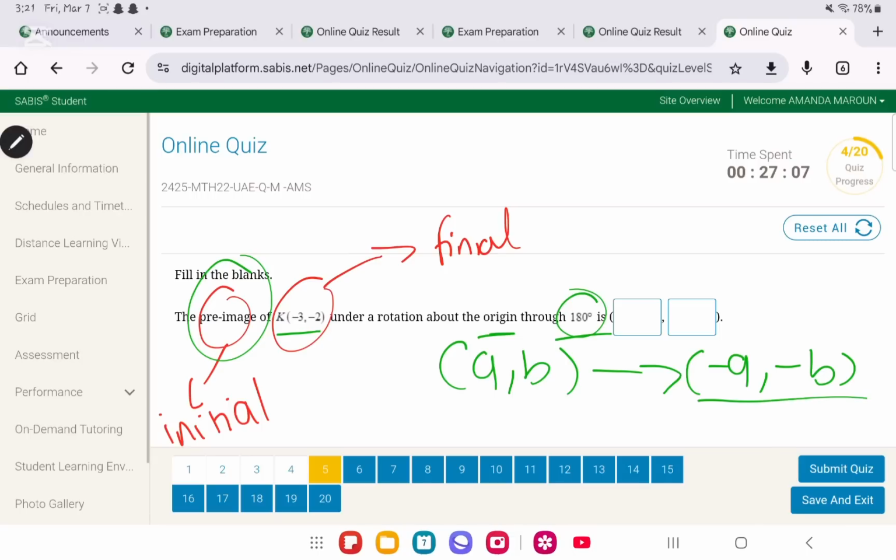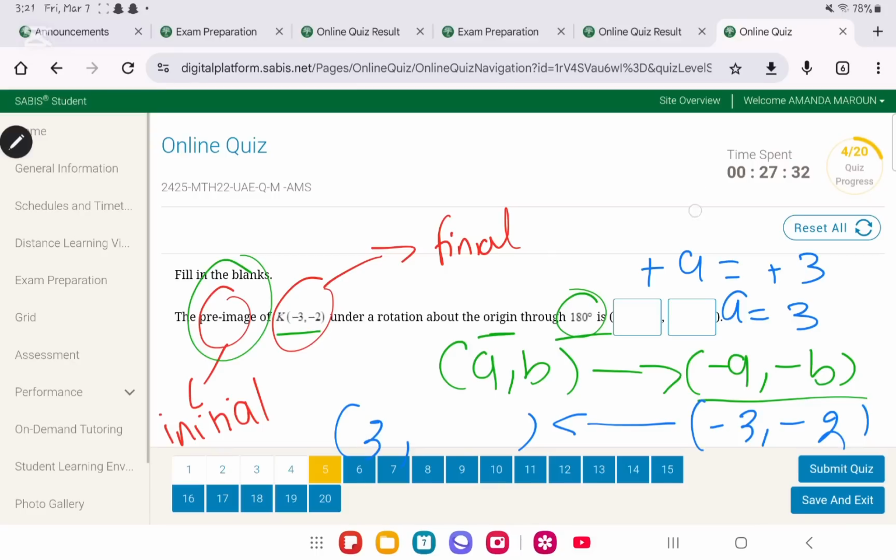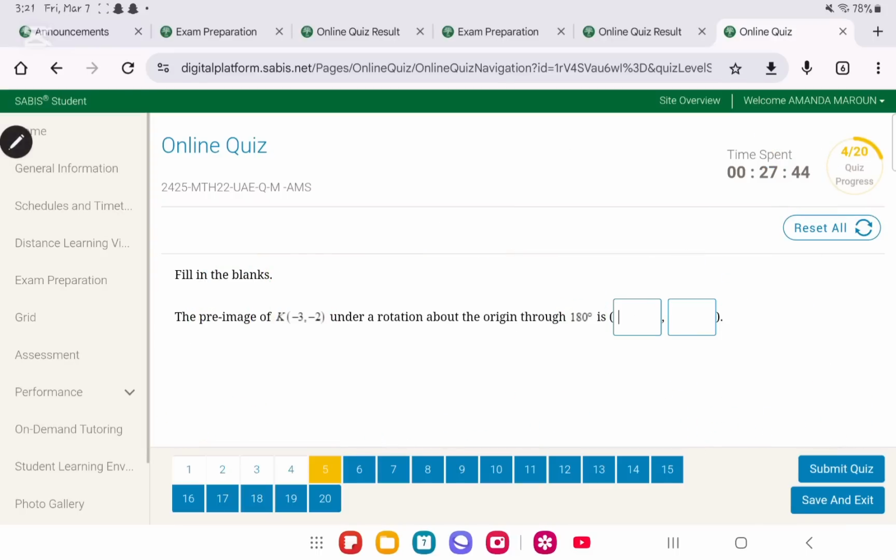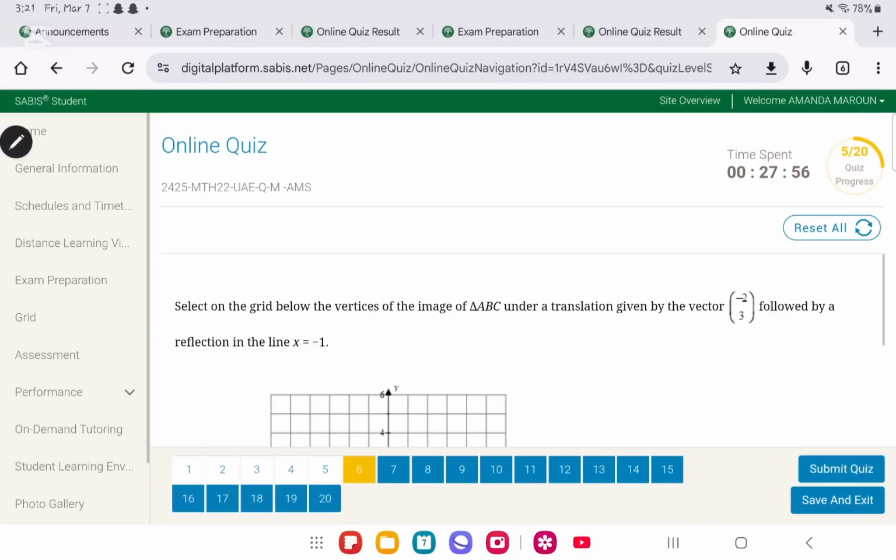So very simply, the final image, which is (-A, -B), is given to us as (-3, -2). To find the original or initial image, we're just going to go backwards. So -A is equal to -3, which means A is equal to 3. -B is equal to -2, which means B is equal to 2. And just like that, we found the point (A, B) to be (3, 2). Okay? We move on to question number 6.